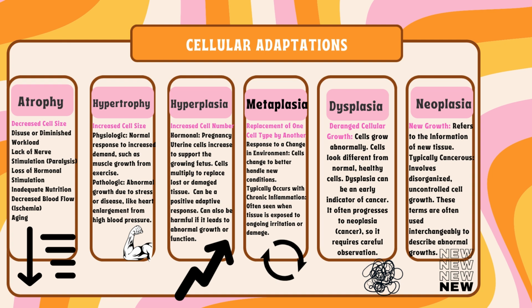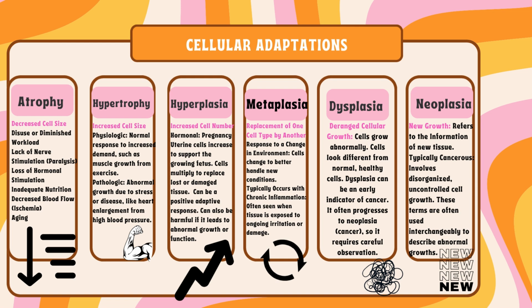Atrophy is decreased cell size. An example of this is when somebody is paralyzed, like if you've ever seen somebody in a wheelchair and their legs are real skinny, it's because they don't use them, so they get smaller. Hypertrophy is increased cell size, so when you go to the gym and make your body stronger. Hyperplasia is increased cell number. For example, when somebody is pregnant, they have more cells.